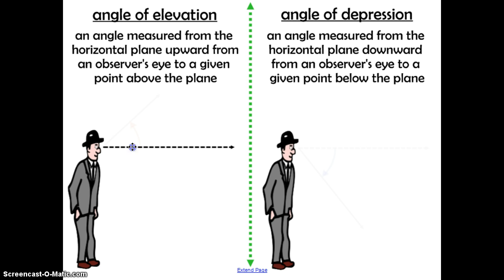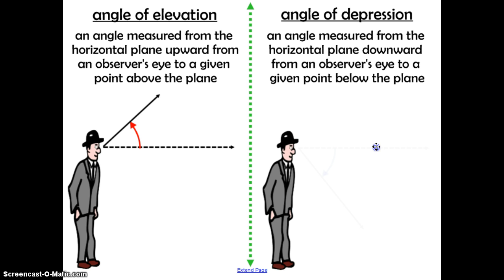Angle of elevation, this means that he's going to tilt his head upwards to look at an object that is taller than him. So as he tilts his eyes upwards, we end up creating this angle that is above the horizontal plane. For an angle of depression, it's an angle measured from the horizontal plane downward from an observer's eye to a given point below the plane.